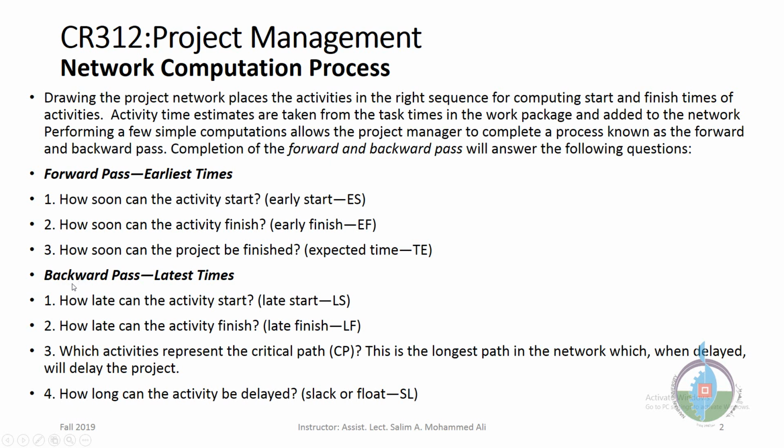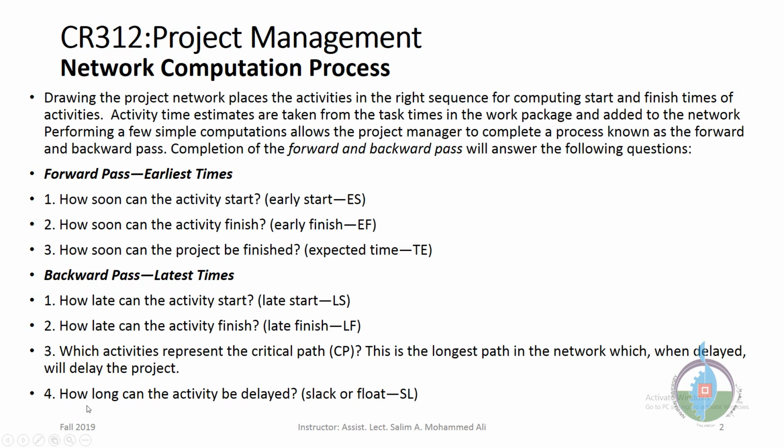When dealing with the backward pass, latest times, it answers the first three questions. The fourth question can be answered by using both methods. How late can the activity start? Late start. How late can the activity finish? Late finish. Which activities represent the critical path, CP? This is the most important term, as we discussed in lecture 8. It is the longest path in the network, which, when delayed, will delay the whole project.